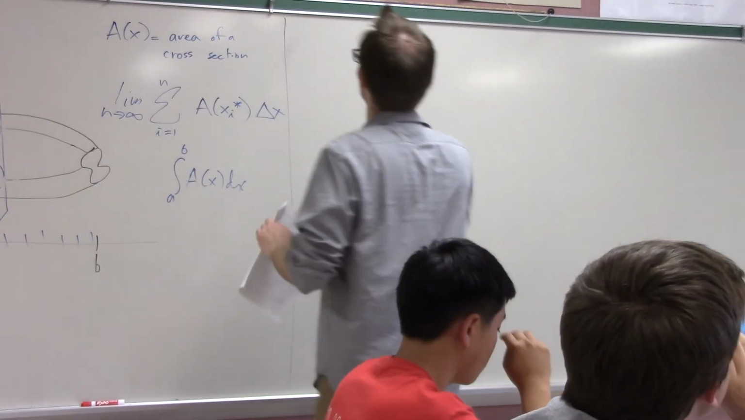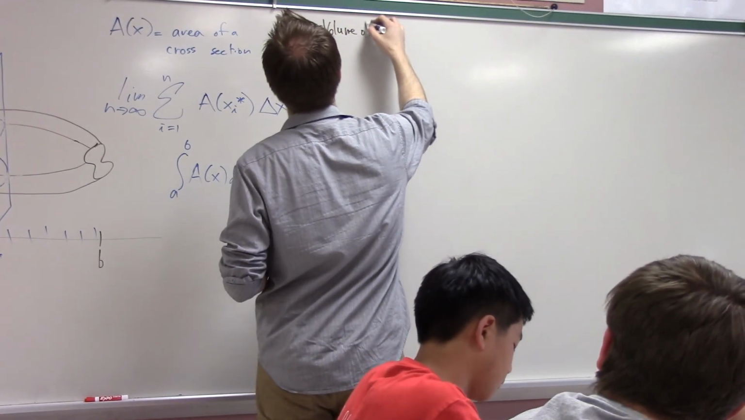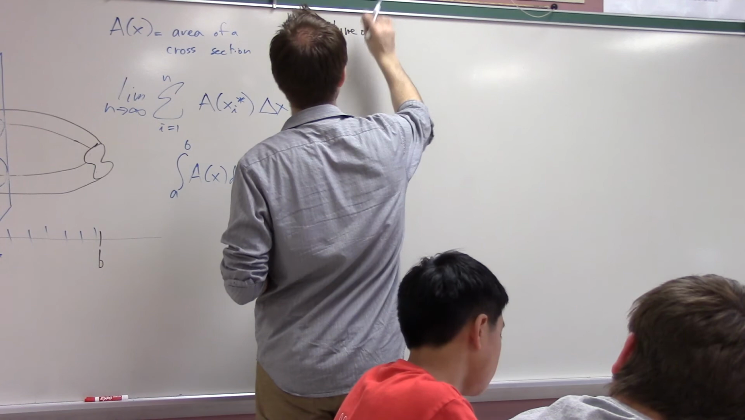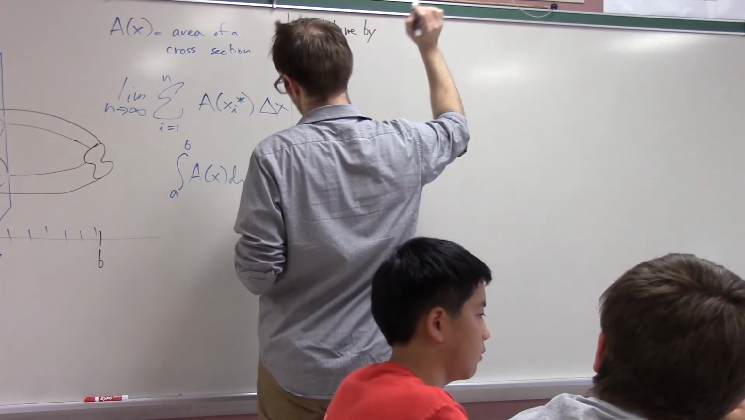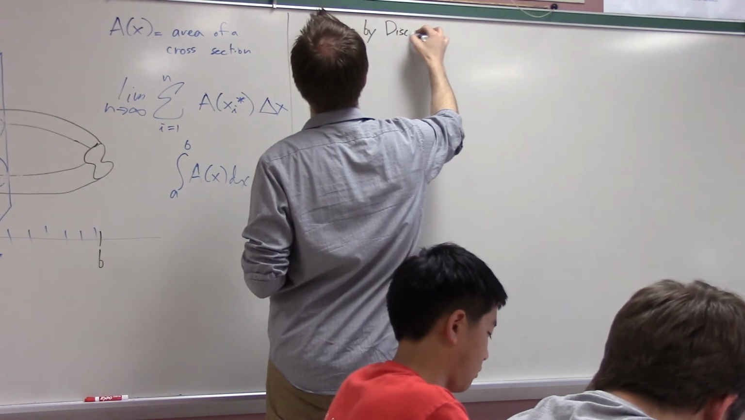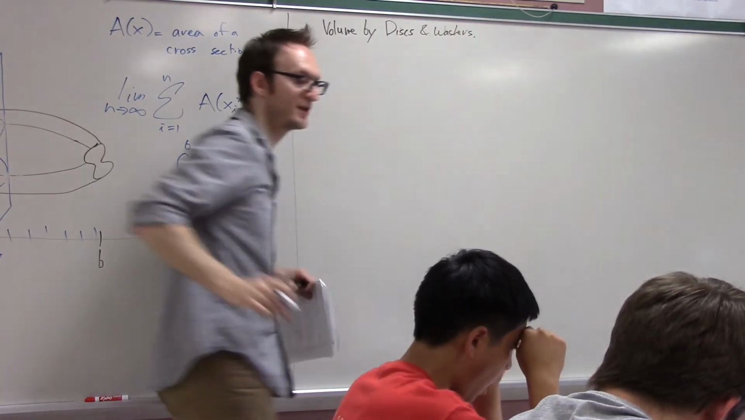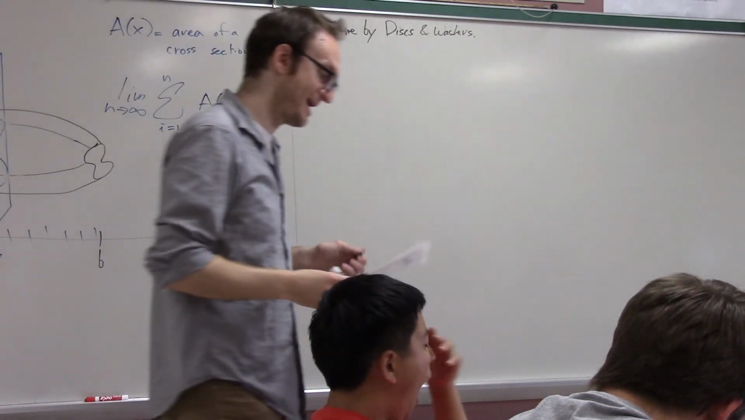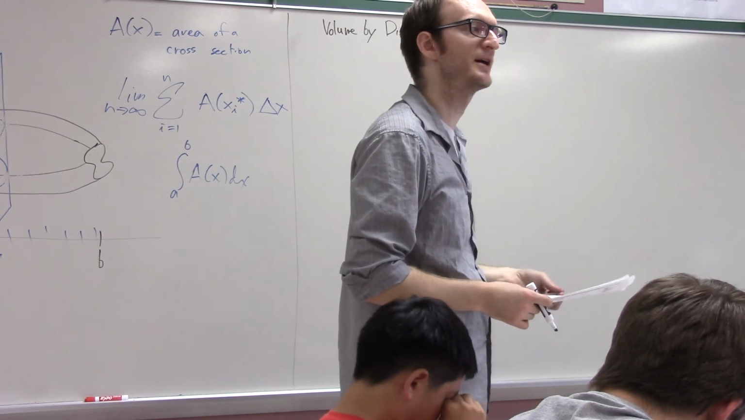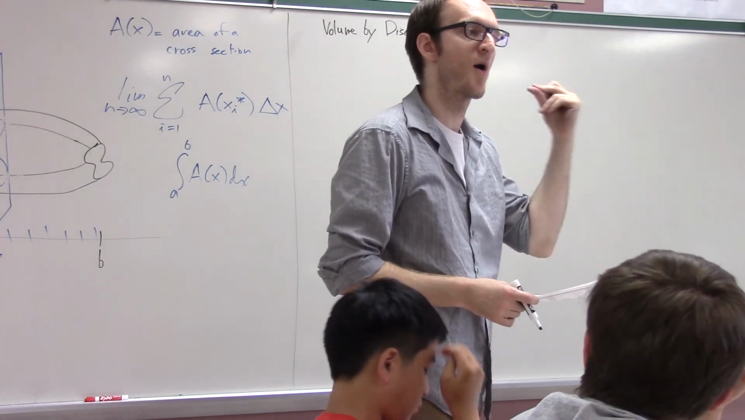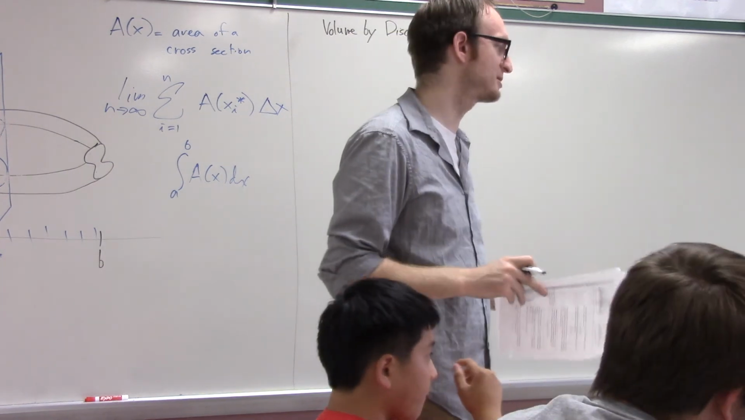So what we're going to do today is called volume by discs and washers. What we're going to look at first is the volume of so-called objects of rotation. That's not what they're called though. I'll think of it in a second. Anyway, let's just do one.